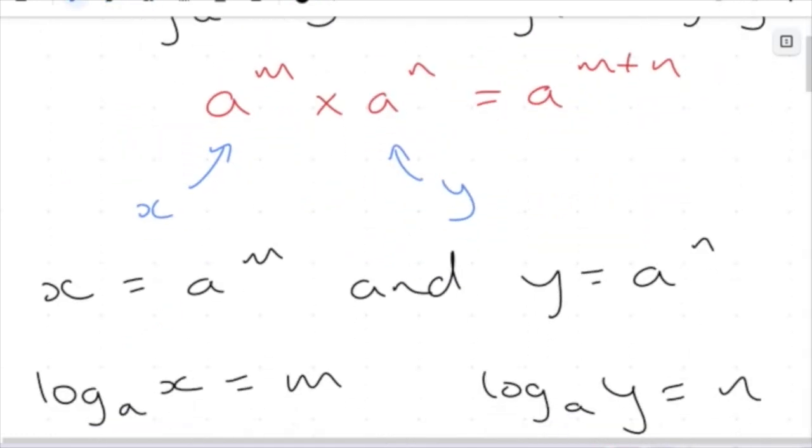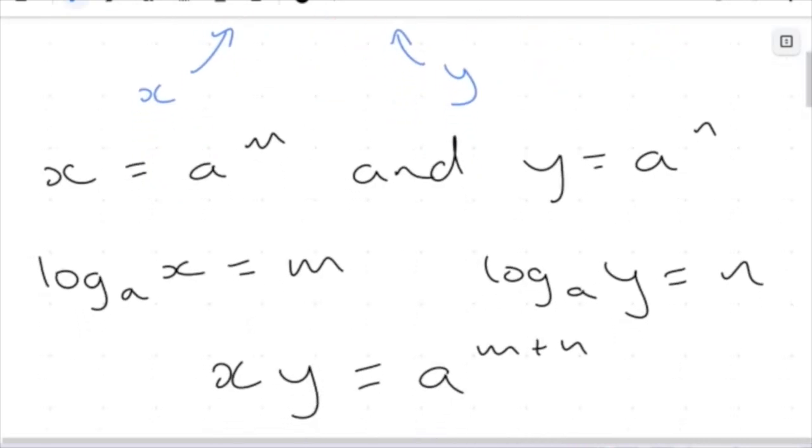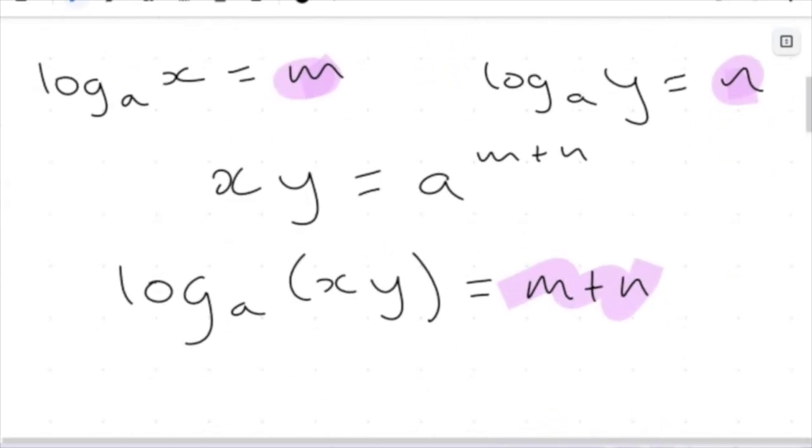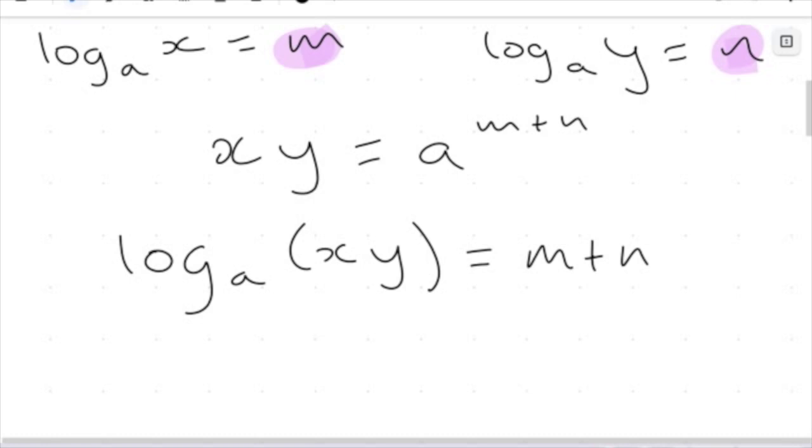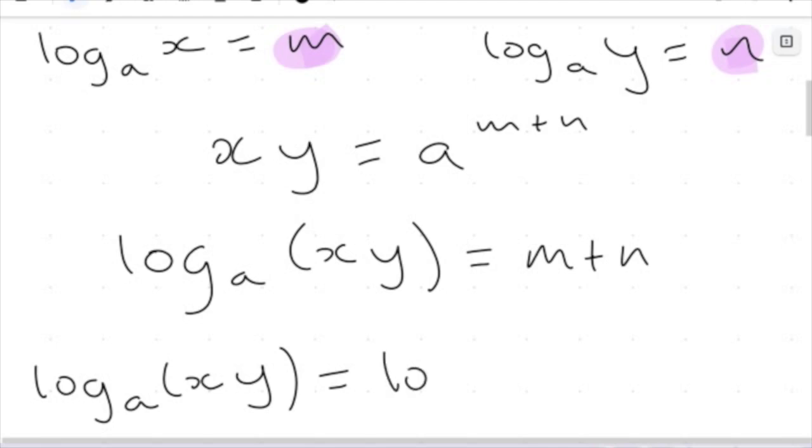Well, I can see from how we rearranged these that m corresponds to log to the base a of x, and n corresponds to log to the base a of y. So I can just substitute these in for m plus n. Instead of m plus n, I'm going to replace these with log to the base a of x plus log to the base a of y. So I get this thing here. My left-hand side stays the same, and on the right-hand side I get log to the base a of x plus log to the base a of y.